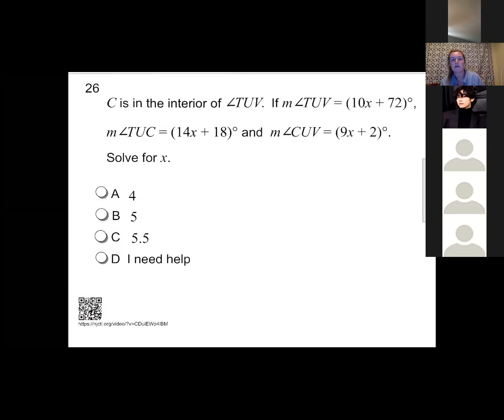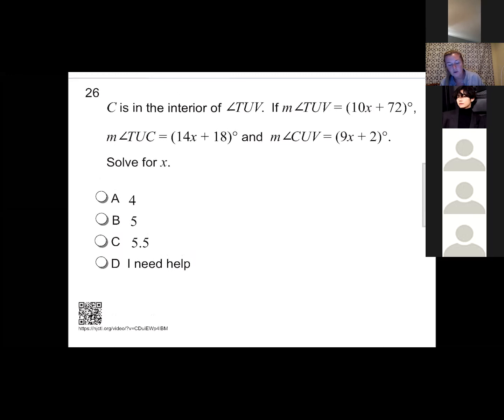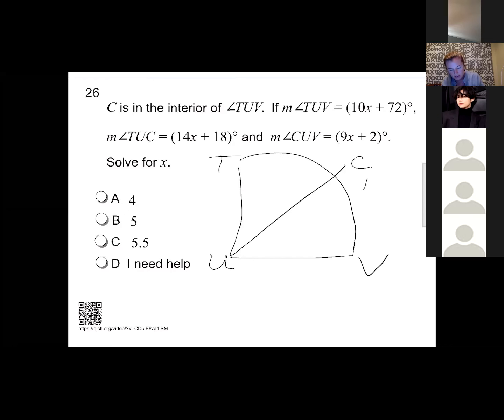So that was a more complicated one. These questions I actually went ahead and drew for you prior to the knowledge check. So I can go ahead and do that again for you. That way you can look at them beforehand. So it says C is in the interior, so we know it's here. And then we have TUV. It says TUV, which is this entire big thing, is 10x.